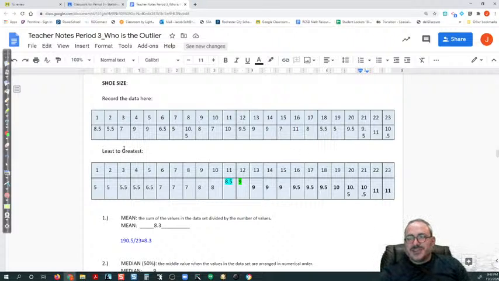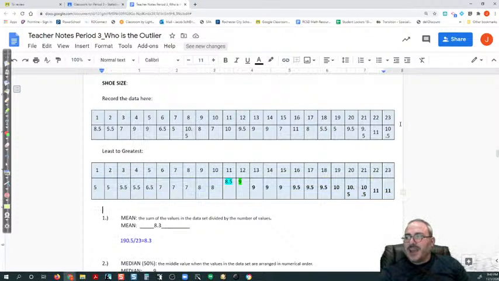All right, so now we're doing shoe sizes. In class, we collected the shoe sizes of students in our class, and these are the numbers we came up with for shoe sizes. This is all numerical data that we collected, right? We reorganized this from least to greatest, all right? And then we added all these up. When we add all these up, we got 190.5.